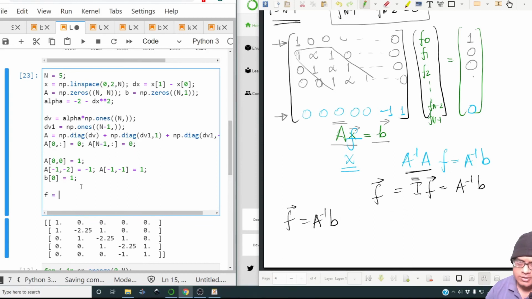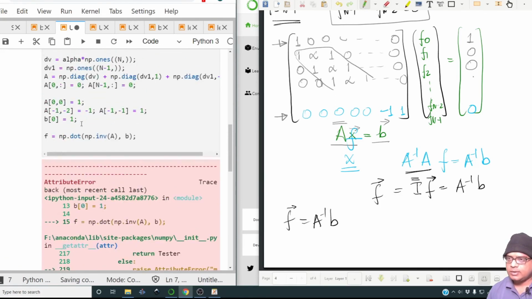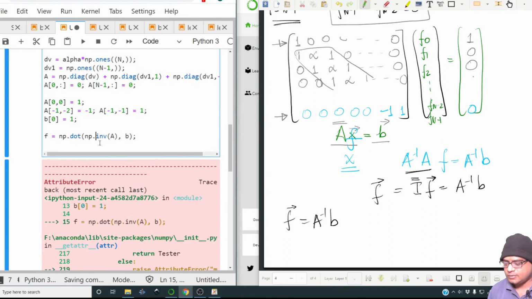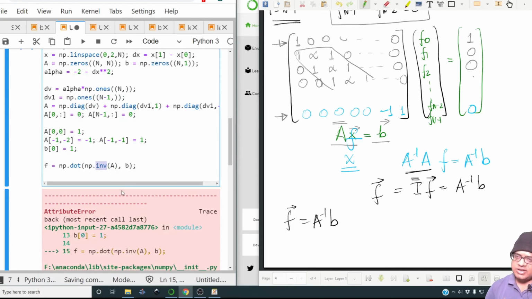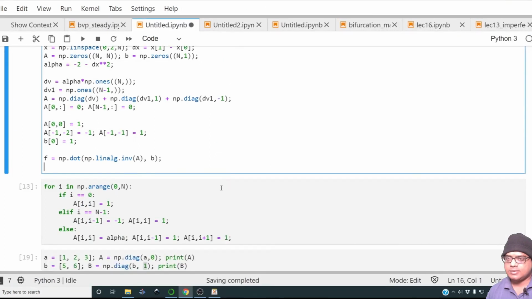So F is going to be np.inv of A, and now we have to do a matrix multiplication. So np.dot of A times B. There appears to be an error. np.inv. So the function inv actually lies inside the linalg submodule. Yeah. So now that we've done this, we can plot it.